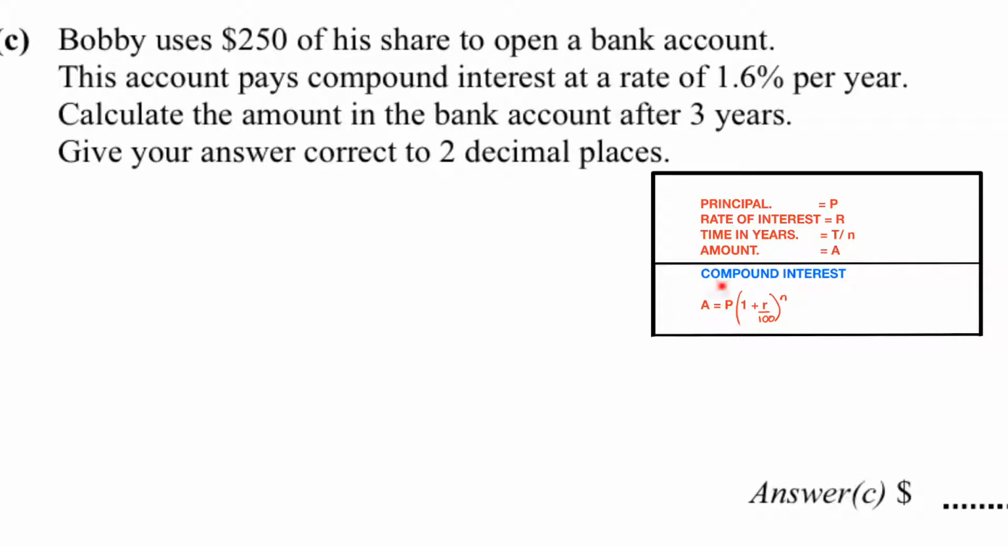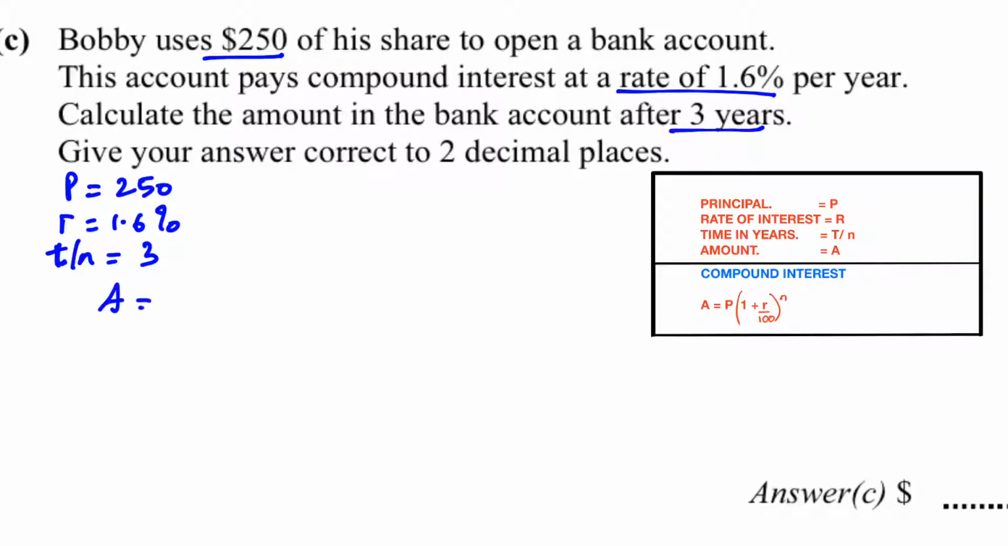This is the formula for finding compound interest. Amount is equal to principal, bracket 1 plus r over 100, to the power of n. P is principal, r is rate of interest, t or n is time in years, and amount is A. Using this formula, let's write down the things that we have. 250 is your principal, rate of interest R is 1.6%, and time is 3 years.